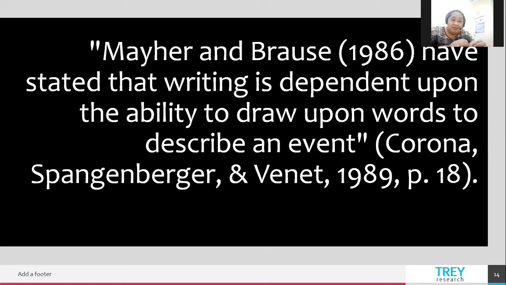Yes, some people could say it, ganito, ganito yung nangyari, ganyan. But if you really made up that into an article or a sentence, into a written sentence, people would struggle. But a good writer has the ability to draw up words and describe an event. And the person who is reading that could really understand what the person is writing about.